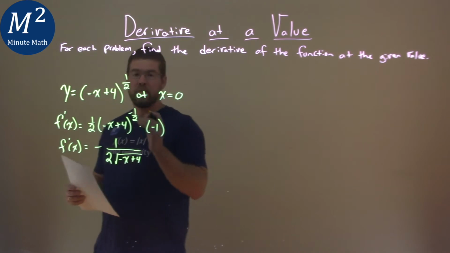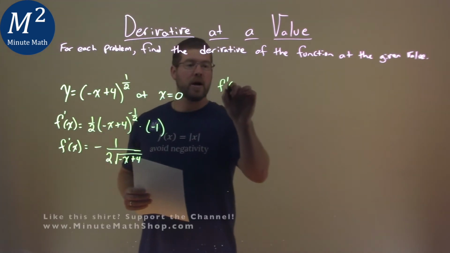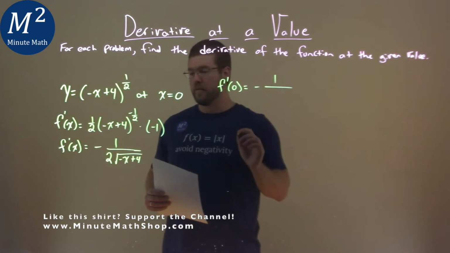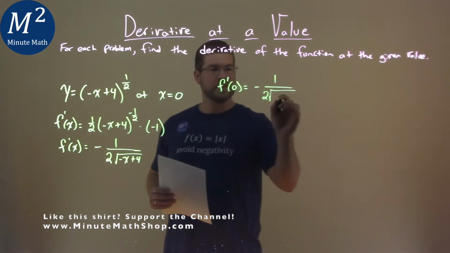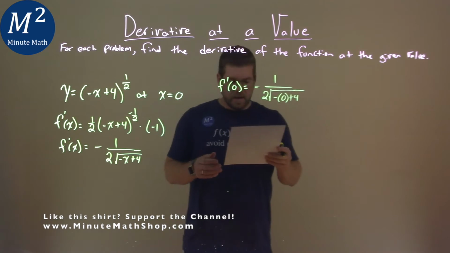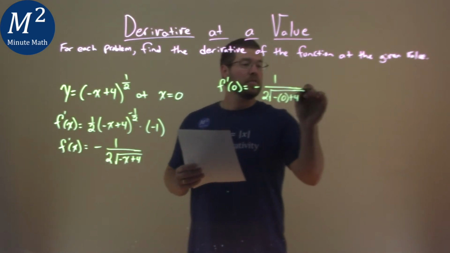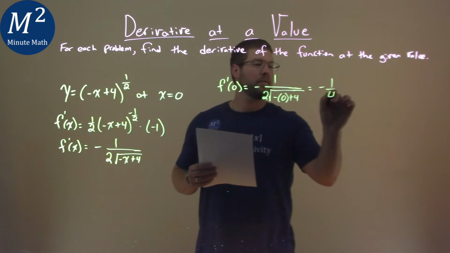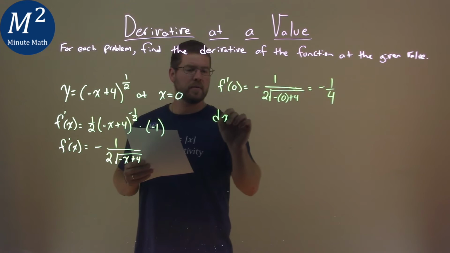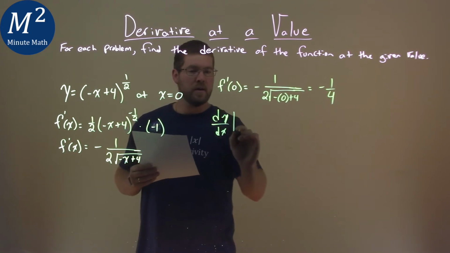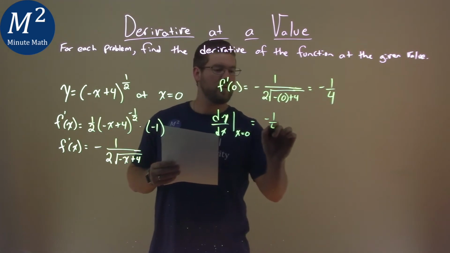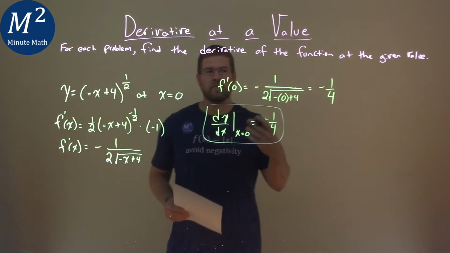Now we want to find the derivative at x equals 0, so we take f prime of x and put 0 in for x. Same thing, we simplify or solve now. Negative 1 over 2 times the square root of 0 plus 4. Not too bad. This comes out to be, when it's all said and done, negative 1/4. So we can write this as our final statement here, dy/dx, when x is equal to 0, is equal to negative 1/4, and that is our final answer.